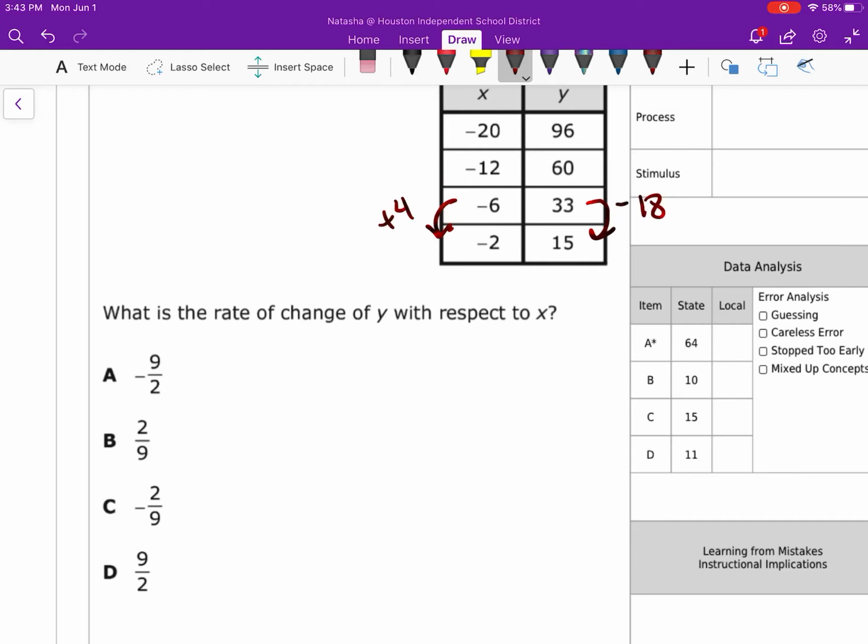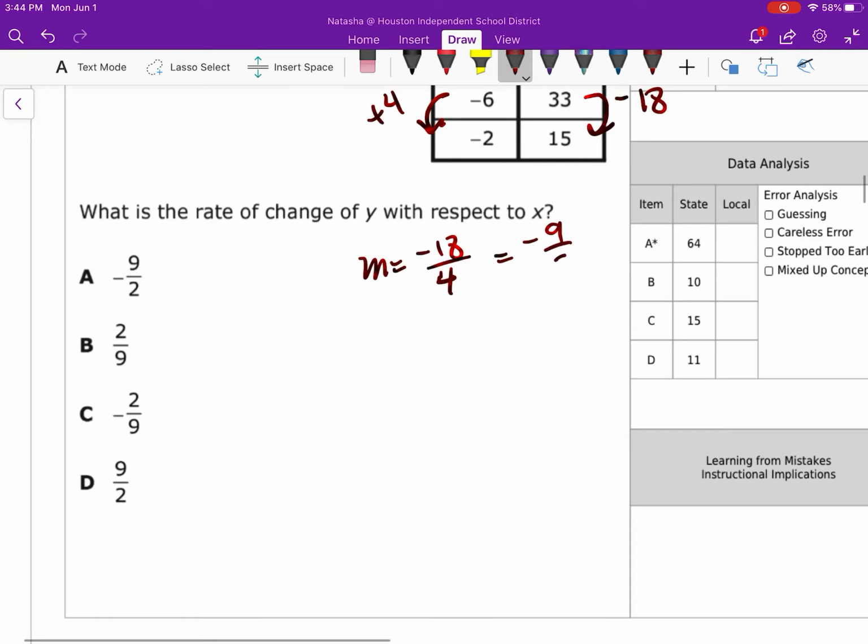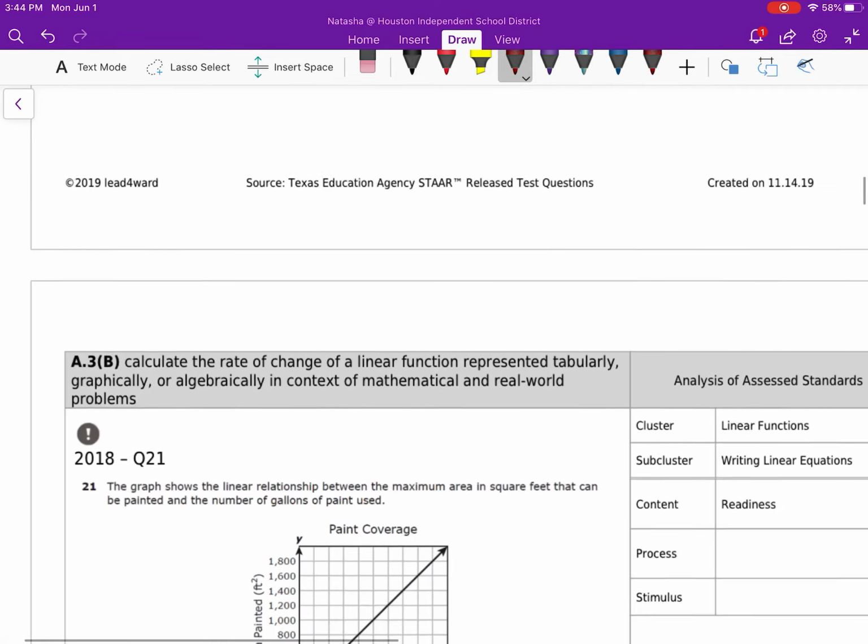Let's see, negative 6 plus 4 will give me negative 2. So our change in y is going to be negative 18 over the change in x. It's going to be 4. 18 divided by 4 is going to be 4.5. Our answers are not in decimal, they are in fraction form. So 4.5 as a fraction is going to be negative 9 halves, which is our answer choice H.